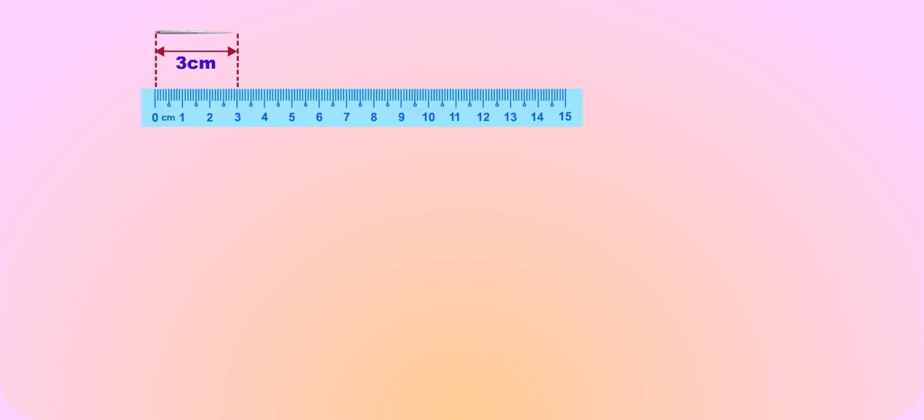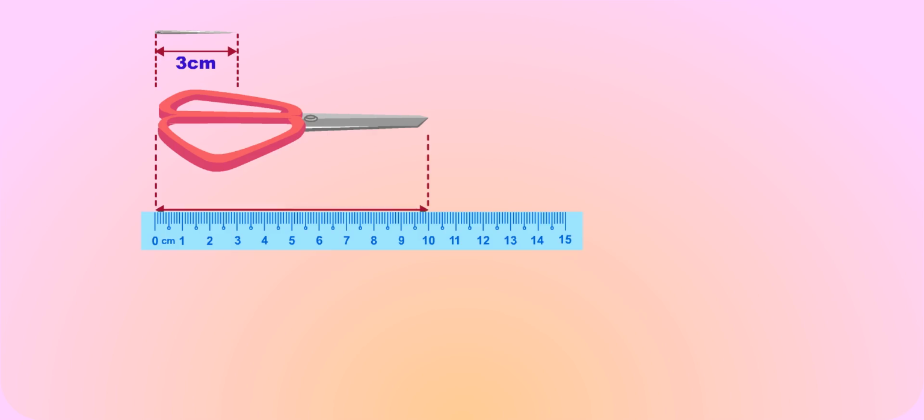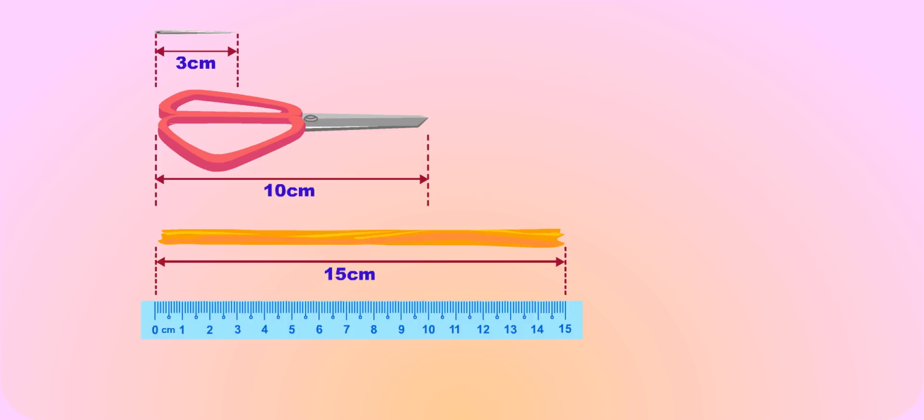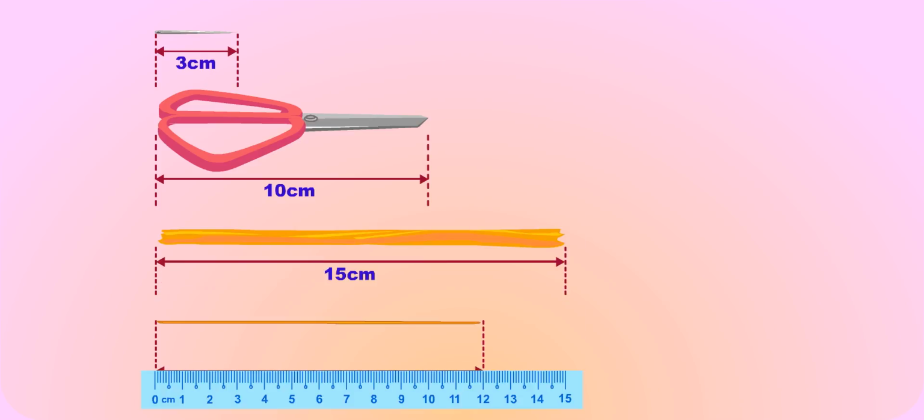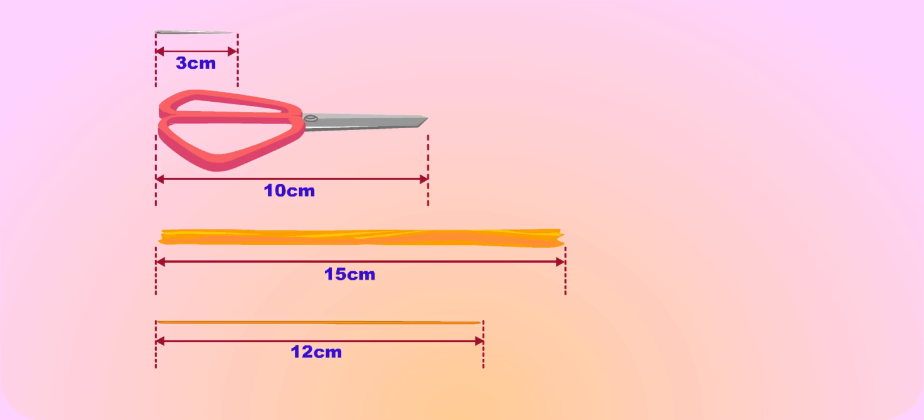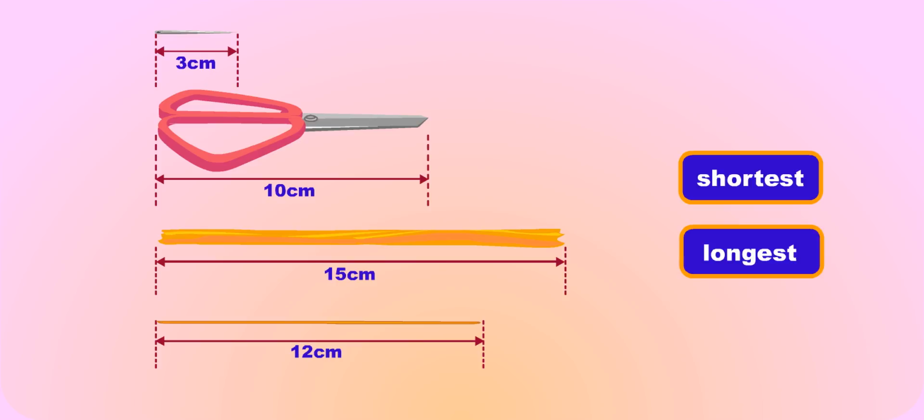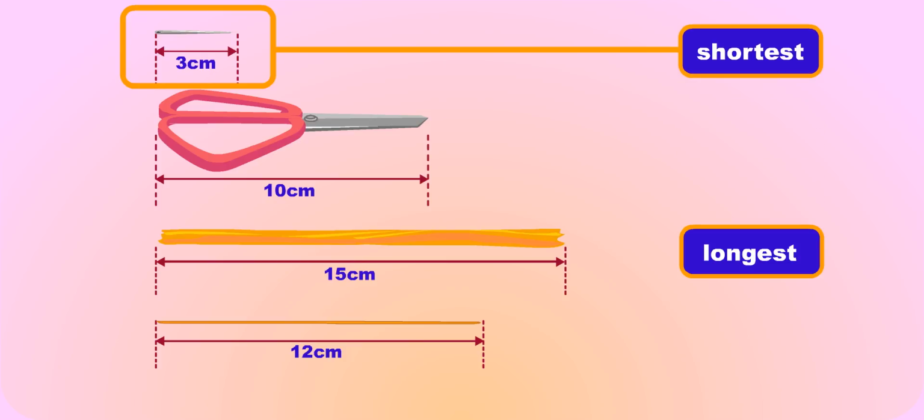Good. I'm sure now that you know their length, you can tell me which is the shortest and longest of them all. Yes, I can. The needle is the shortest and the ribbon is the longest. Which is longer, the scissors or the needle? The scissors is longer. The scissors is longer than the needle by 7 centimeters.